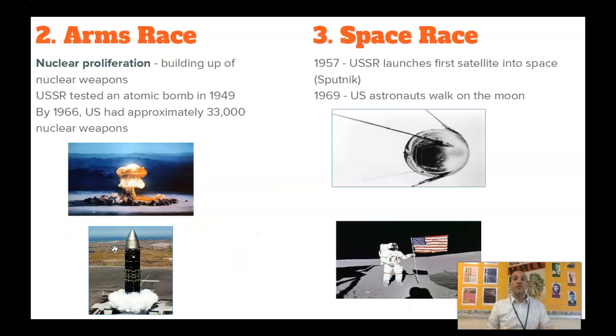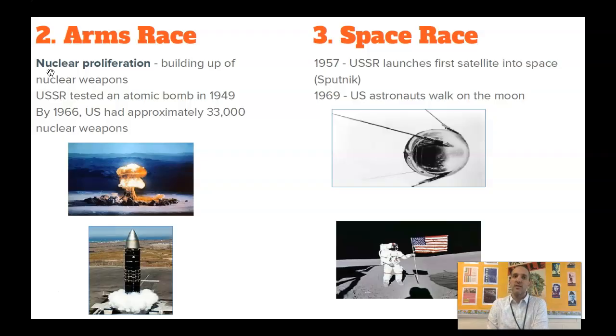The other ways we're going to compete is, one is the arms race. The term here that we're going to use is nuclear proliferation. To proliferate something is to increase something. And in this case, we are increasing nuclear weapons. In 1949, the Soviet Union successfully tested the atomic bomb through secret spies and through some underhanded work. They get their hands on the blueprint for the atomic bomb that the U.S. had developed during World War II.